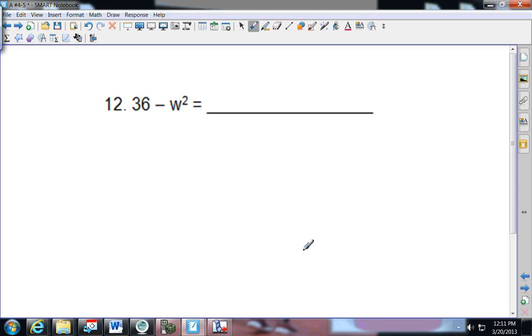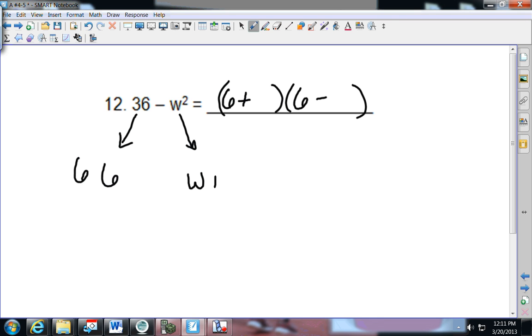Now, those are special occasions. Oh, and there's number 12. Sorry, I forgot about this one. We can try and do this one. And then after that, we're going to go look at some of these others. 36 splits up as 6 and 6. I have a plus and a minus. W squared splits up as W and W. And there's your answer for number 12. If you wanted to check it in the calculator, you could put it in the calculator, just not W, use X.